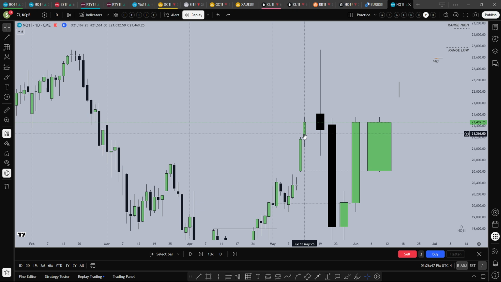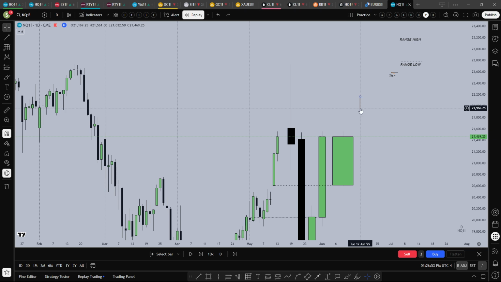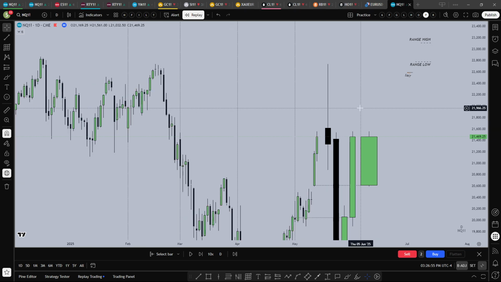I did frame this day with the frame of price displacing through this and a lower time frame true breakout over here. Used ES as a framework, if I am not wrong.